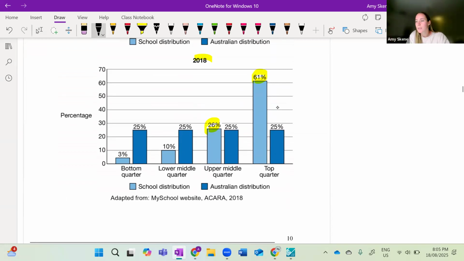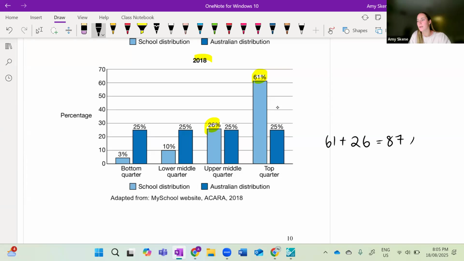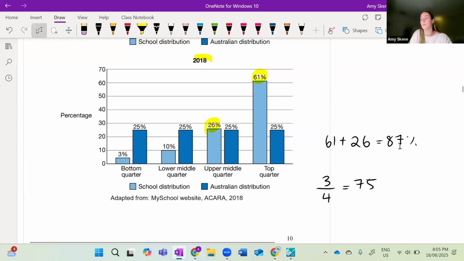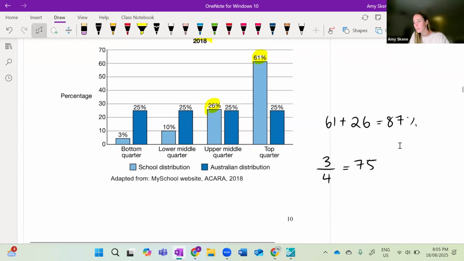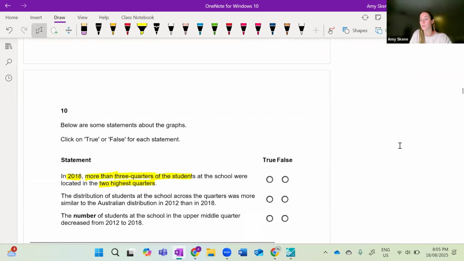So 61% plus 26%, you've got 87% total there. That is more than 3/4. Just to give you context, 3/4 as a percentage is 75%. Because 87% is larger than 75, yes, more than 3/4 of students are located in the highest 2 quarters.